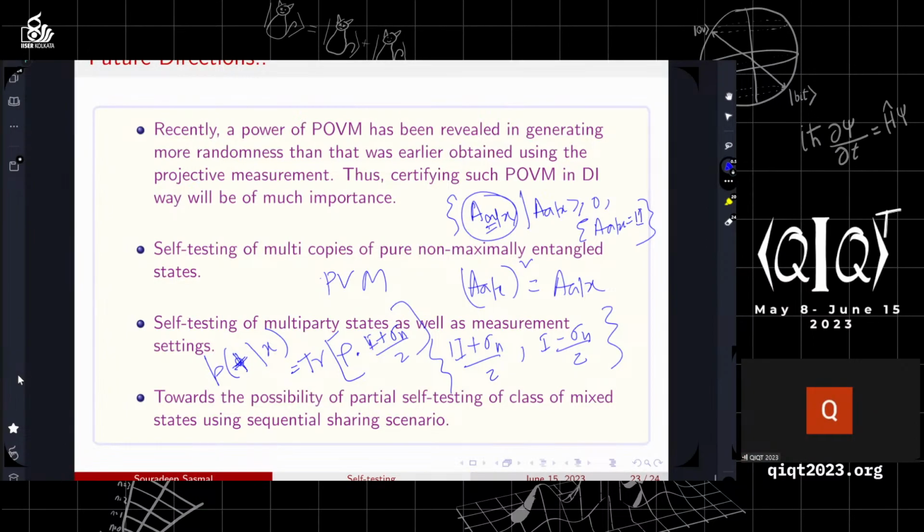So if there are no more questions, then we can move on to our next talk. Thank you, Sarojita, for this talk. You can unshare your screen. Okay, thank you. You can stay online for the next talks.